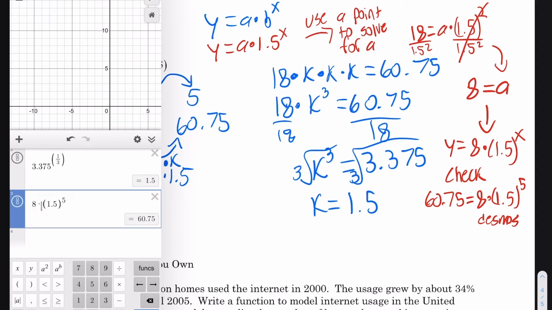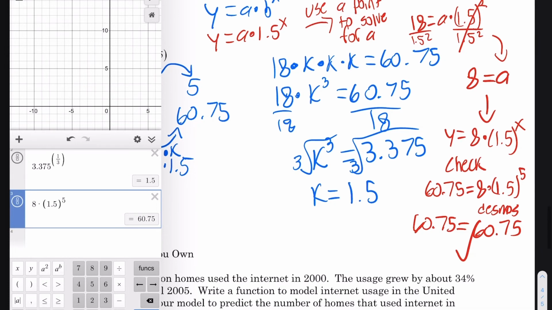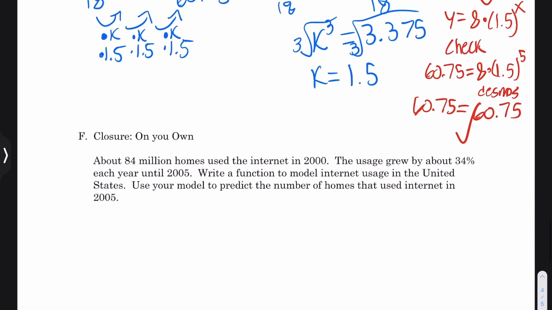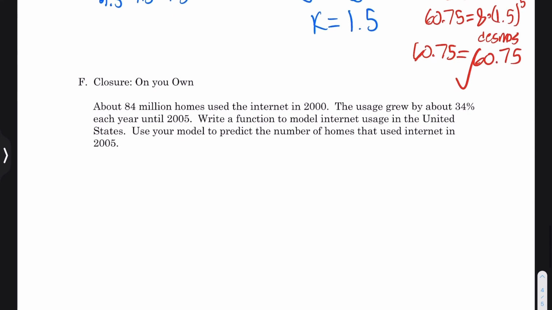I plugged in 8 times 1.5 to the 5th power, and we get 60.75. The right side was equal to what we had on the left to start with for the y. So that means there were no mistakes, and our equation works. Pause the video, try this one on your own.